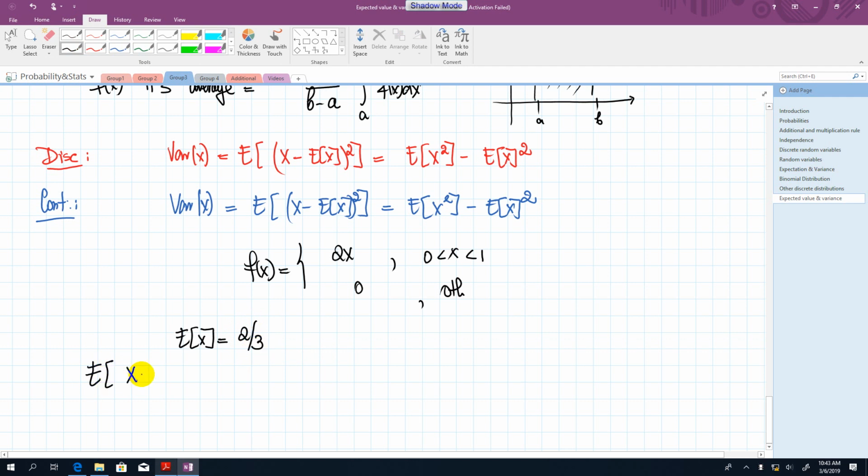It is the expectation of x minus 2 over 3, squared, right? So according to the formula for the expectation of a function of a random variable, it is equal to the integration from minus infinity to plus infinity of x minus 2 over 3, squared, multiplied by the density function, right? This density function is equal to 2x in the region from 0 to 1.